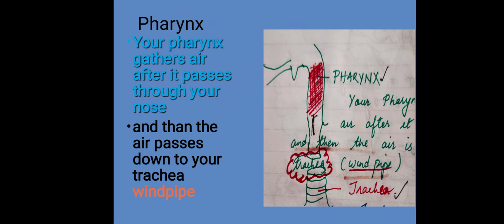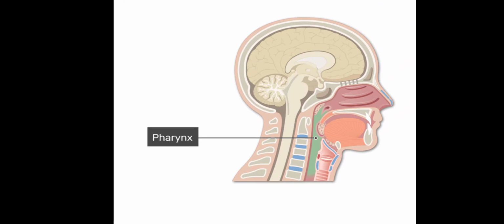Now, your pharynx gathers air after it passes through your nose, and then the air passes down to your trachea, that is the windpipe. So the pharynx gathers the air and then it passes to the trachea. So that's the green portion you can see, the pharynx, and that passes down to the trachea.